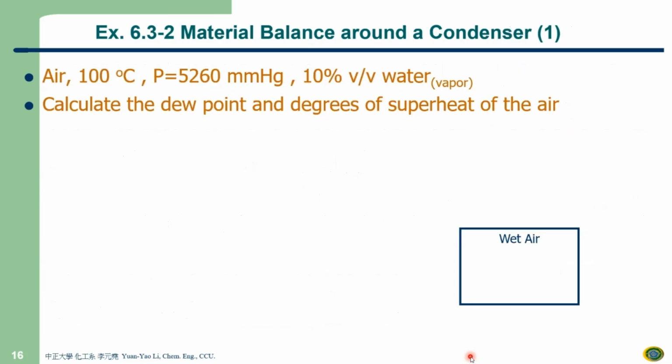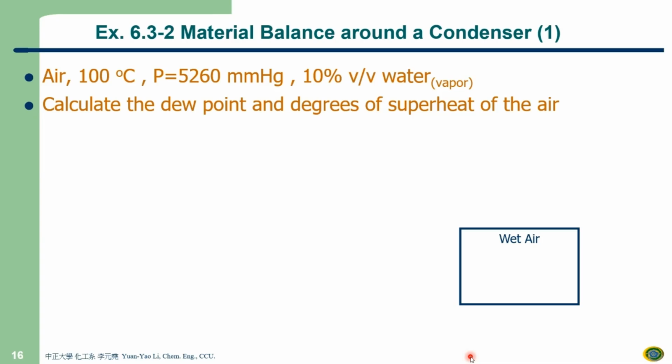Okay, so this is example 6.3-2. I give you the temperature, the pressure, and the molar fraction in the vapor phase. I want you to calculate, if I decrease the temperature, at what point the first drop of water comes out. At that time, that's called the dew point. And I also want you to find the degree of superheat of the air.